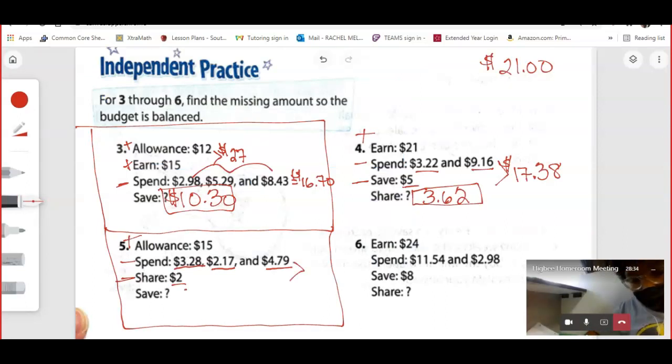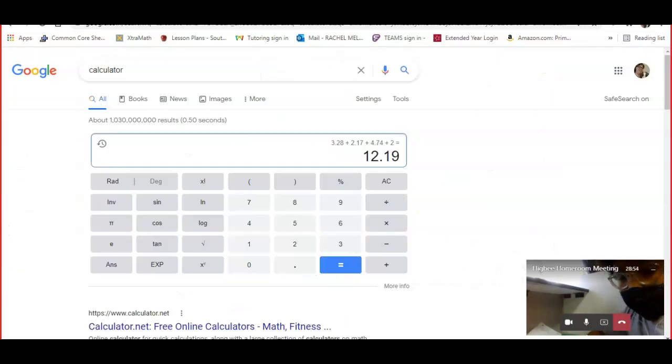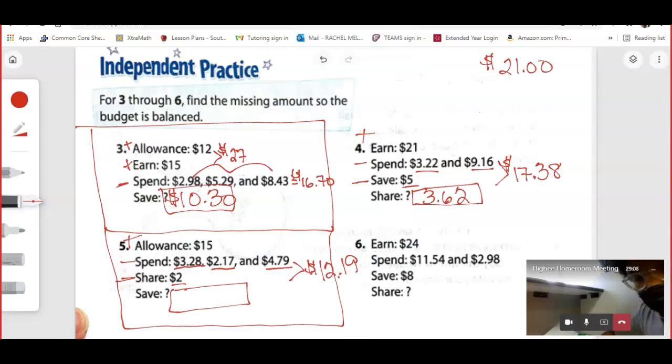No, that's not how much he can share, because that was the expenses, right? So that was $12.19. Okay, so how do I figure out what he can save? Subtract. Subtract the income minus expenses, right? So 15 minus my 12.19. Okay, so I'm going to clear. But my answer, 12.19, is still up there. Okay, so 15 minus 12.19 gives us what? $2.81.